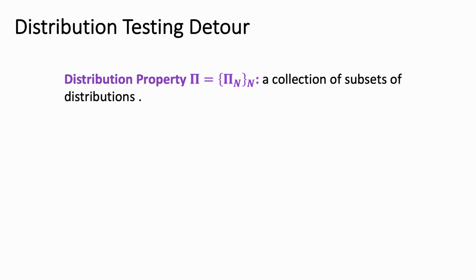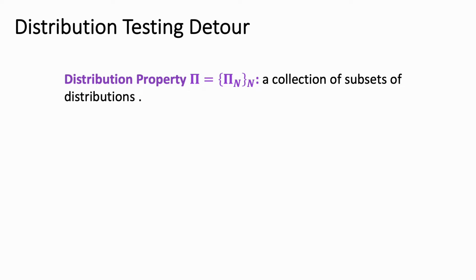Distribution testing is the field of deducing properties of distributions using a small number of samples. We present here two fundamental definitions in the field. The first is the idea of property. A property is a family of sets of distributions, each set is indexed by a natural number that signifies the size of the domain of all the distributions in the set. We say that the distribution over n elements has property pi if it's in the nth set in the family.